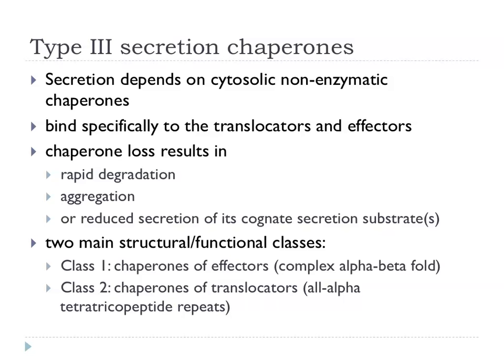And talking in very general terms, there are two main structural or functional classes of these chaperones. Class 1, we could say, are the chaperones of the effectors, the proteins that are going to go all the way through the system and into eukaryotic cells. Class 2 are chaperones of the translocators. The proteins are actually involved in getting proteins across the boundary between the bacterium and the host cell and through the host cell plasma membrane.